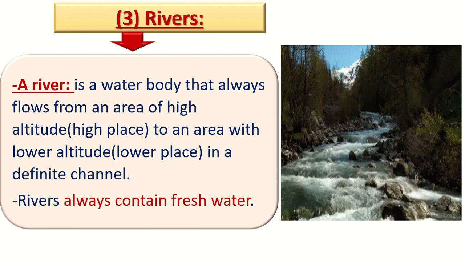Number three, we have river. A river is a water body that flows or moves. So the river is always moving and always flowing. Okay, it's flowing from a high place to a low place or from a low place to a high place.